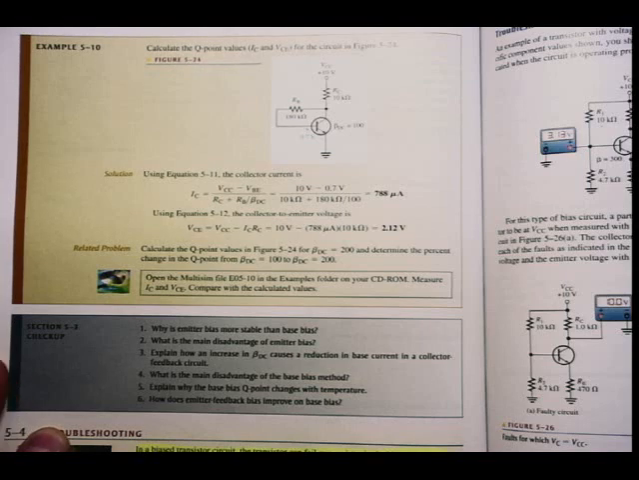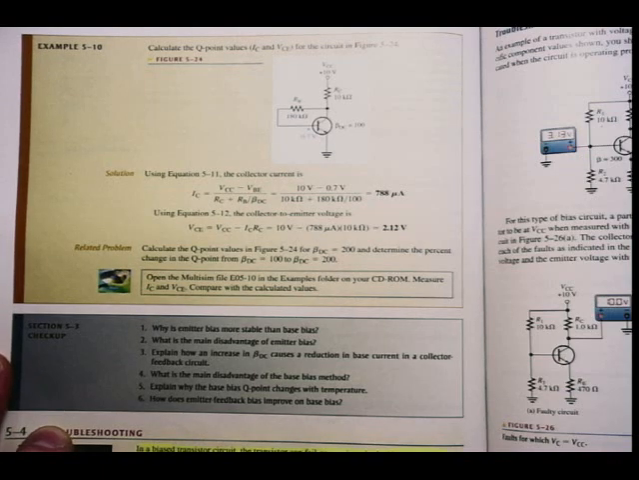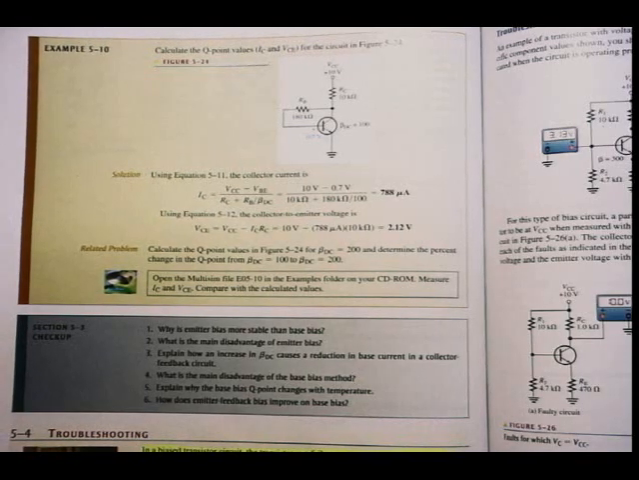Then using my formula, IC is equal to VCC minus VBE over RC plus RB divided by beta DC, I get a current of 788 microamps. And then using equation 5-12, VCE is equal to VCC minus ICRC, 2.12 volts. That is the collector feedback biasing.